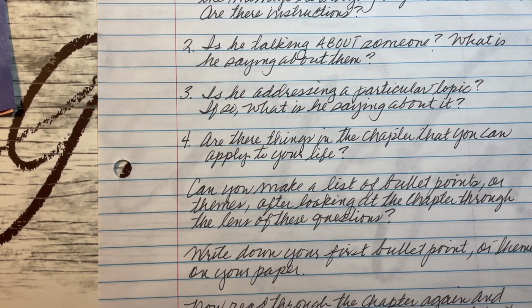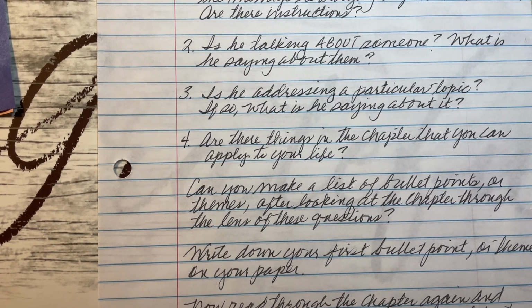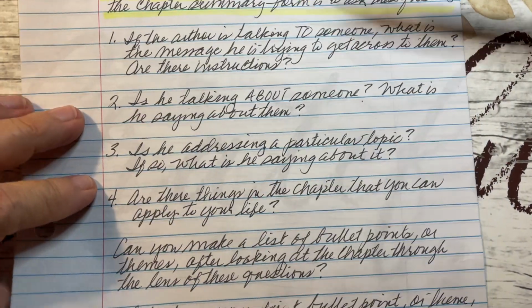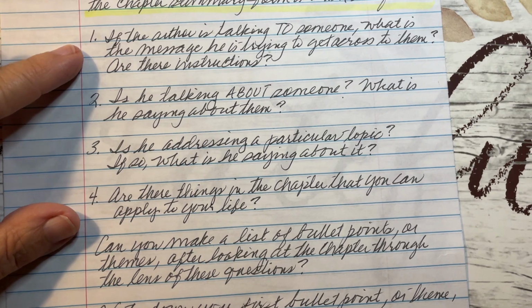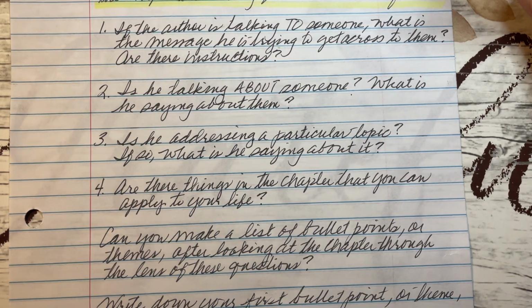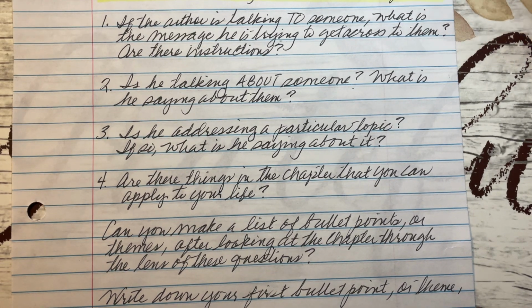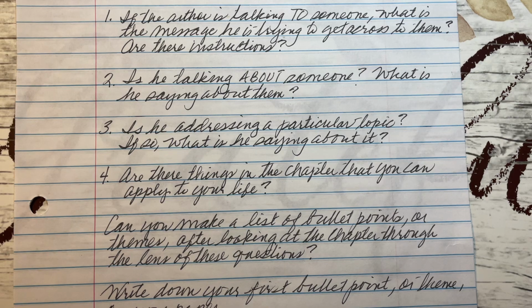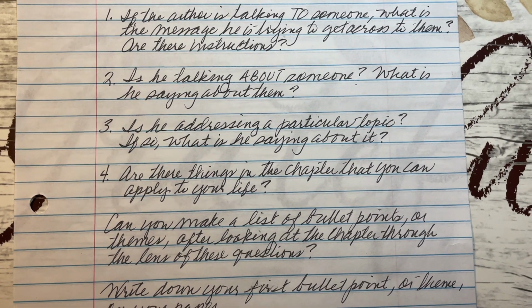If you read the chapter and you just can't easily see what the main points of the chapter are, you can ask yourself a list of questions. The first question is, is the author talking to someone? What is the message he's trying to get across? Are there any instructions? Another question, is he talking about someone?